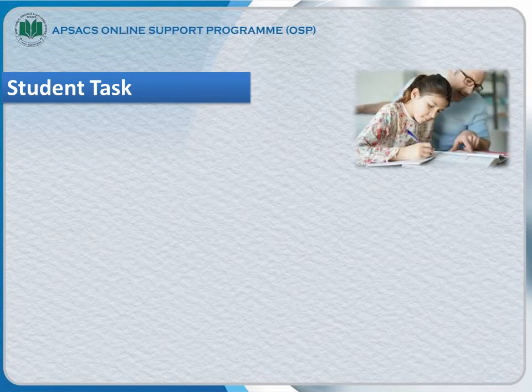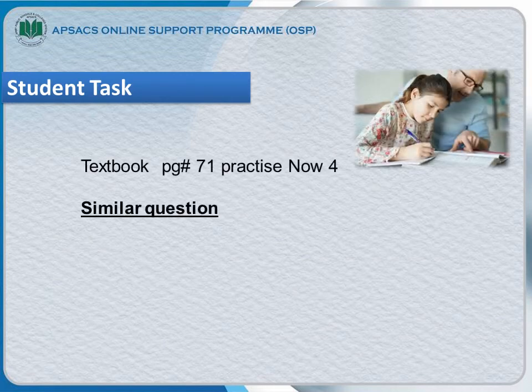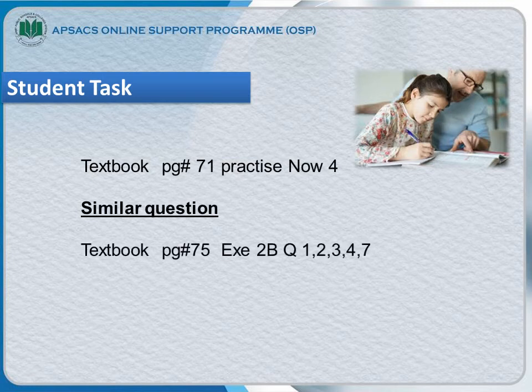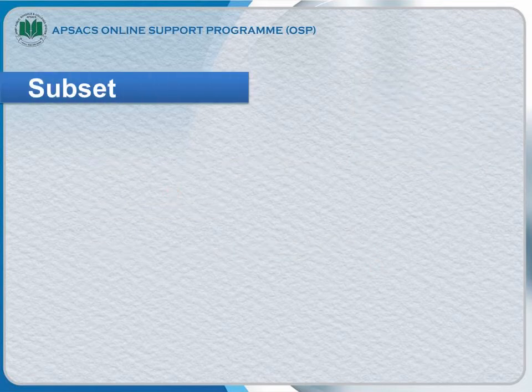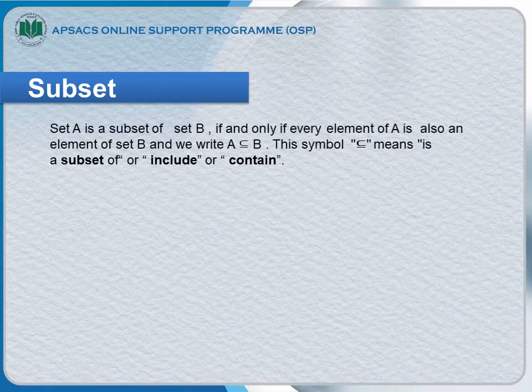Student task. Textbook page number 71, practice now 4, and similar questions from your textbook exercise 2B, page number 75, questions number 1, 2, 3, 4 and 7 are similar to worked example 4. Clear? Next, subset. What is a subset?